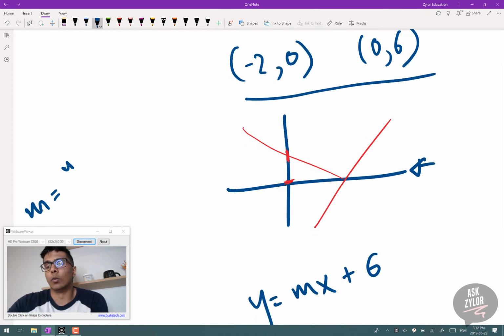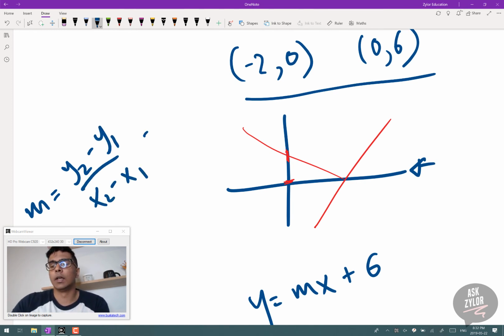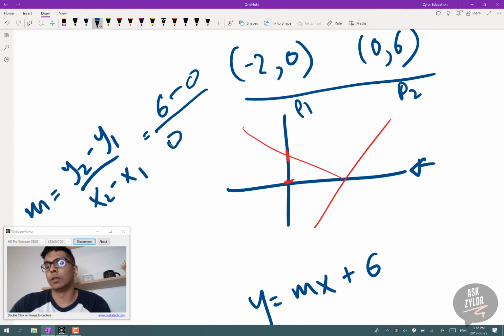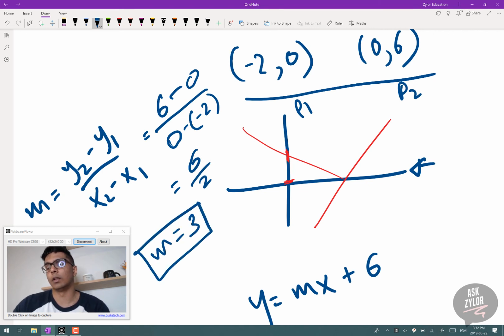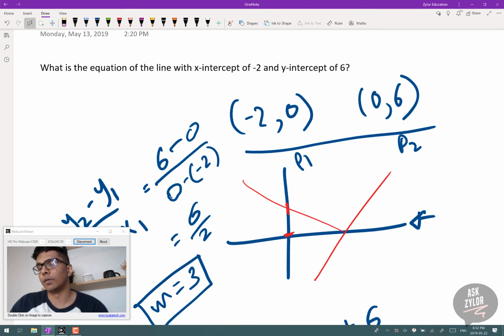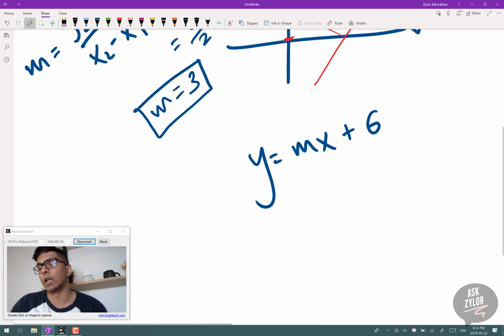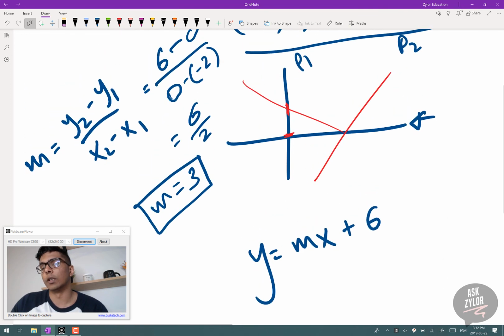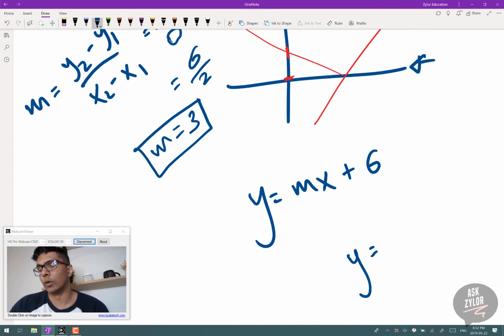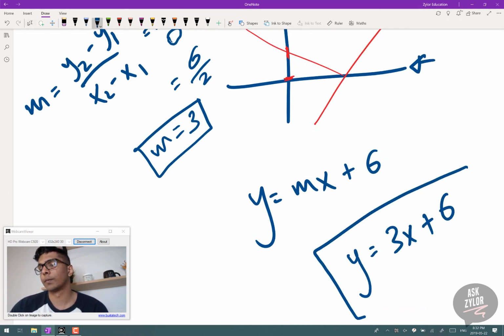So my slope is y2 minus y1 over x2 minus x1. Right? This is equal to, I'll say this is point 2, point 1. So I have 6 minus 0, 0 minus minus 2. Right? This gives me 6 over 2, which simplifies to just 3. So my slope ends up being 3. So they asked for an equation of a line, so I came up with the y-intercept because they gave it to me. And I found the slope by doing y2 minus y1, x2 minus x1. Plug the 2 points that I found earlier to give me an equation of y equals 3x plus 6.